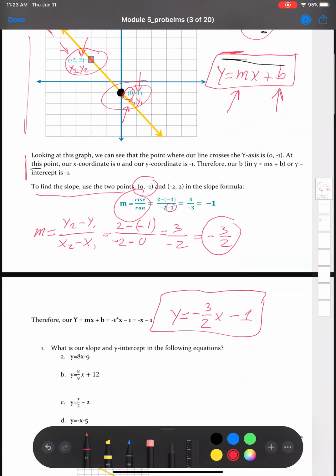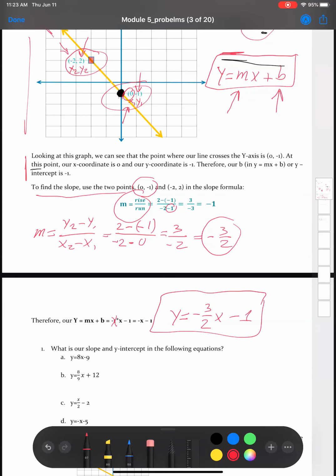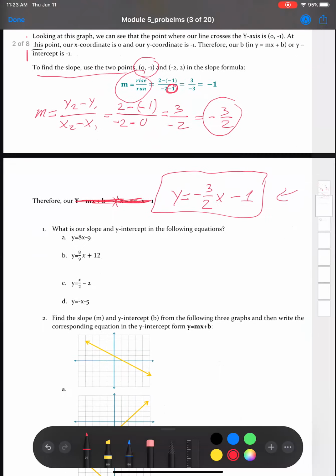So this one right here is incorrect just because for x1 I used -1 instead of 0. So you guys, you're going to disregard this one. This is the correct equation. So now that is the sample problem.